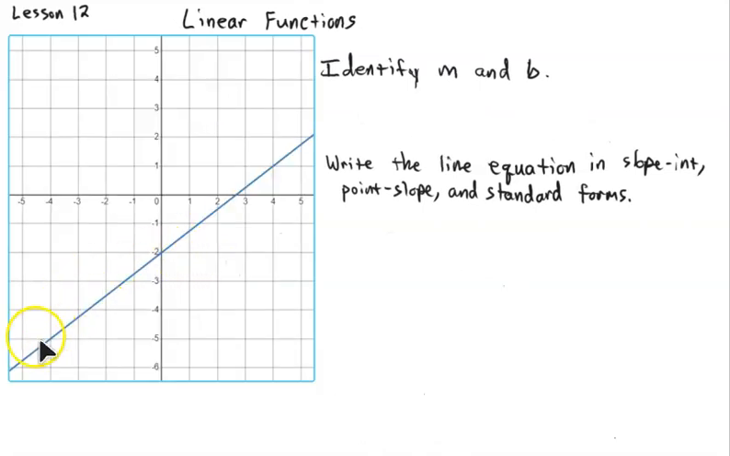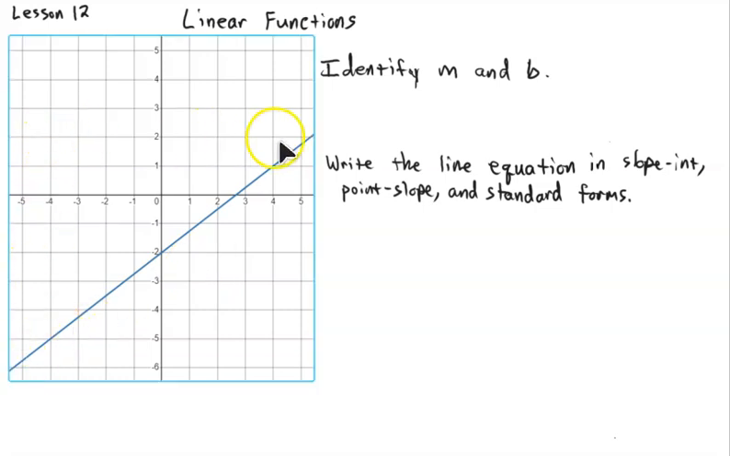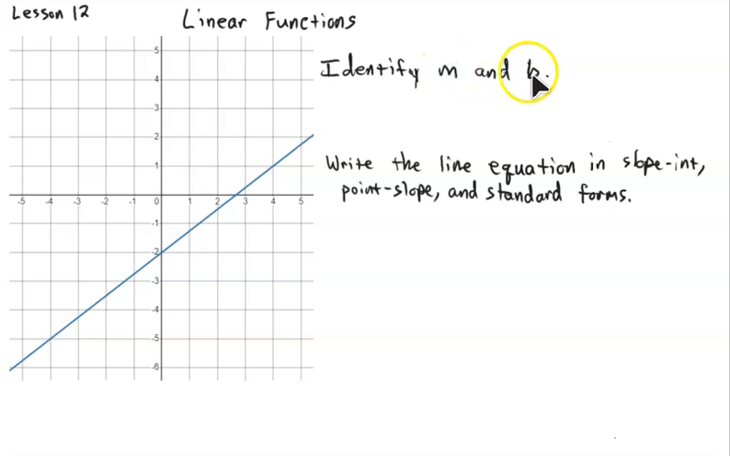Okay, here's another one. We've got this line right here. You can see that it is a positive line. It goes up and to the right. So this is a positive slope or a positive diagonal line. We want to do the same thing. We want to identify m and b, and then write the line in slope-intercept, point-slope, and standard forms.